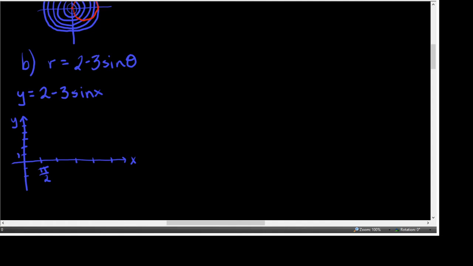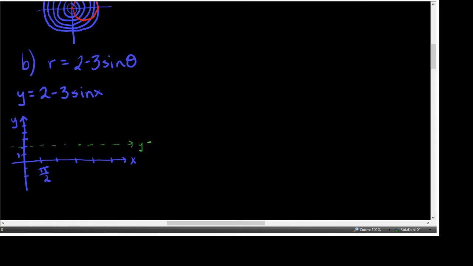All right, so the 2 in that equation is an indication that we're moving everything up 2 units. And so I call this the baseline. The baseline will be at y equals 2.